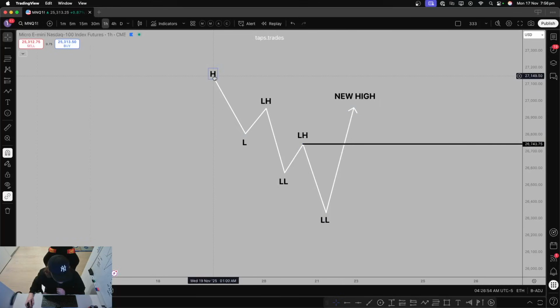So in this example, price created a high, a low, a lower high, a lower low, lower high, lower low. And this was all on the 4-hour time frame. I'm going to run through that example for you shortly.